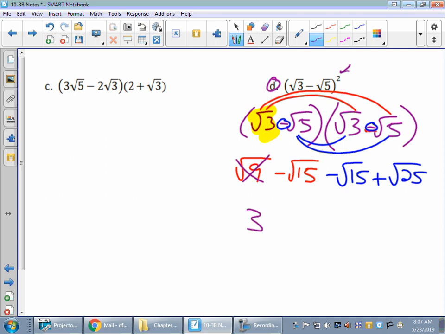But I don't know if you saw the square root of 25 over here, same deal. That's a perfect square, and it's going to be a plus 5 over here. All right, so now we're looking at the middle terms, and these are a little bit tricky if you just take a look at them. But you've got to think of the radicals again in terms of a variable.